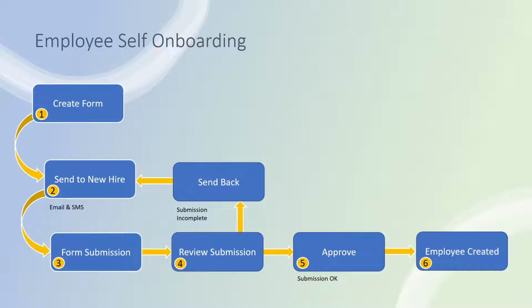Here is the workflow. As you can see, the first step is you create an onboarding form and that is sent to the new hire. Now, since the new hire is not part of your organization, you have to send it through an email or SMS. Runtime HRMS automatically takes care of sending an email and SMS with the link to the new onboarding form.